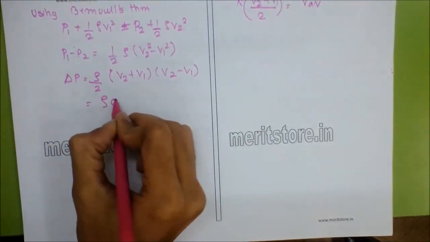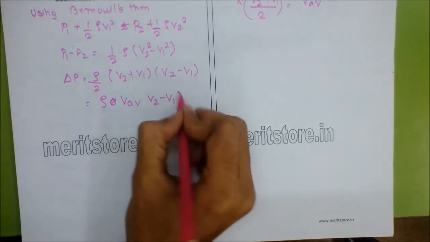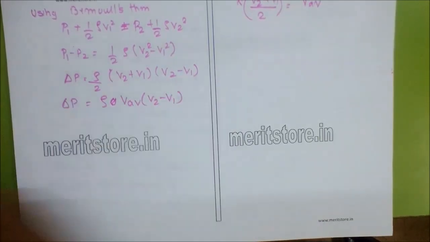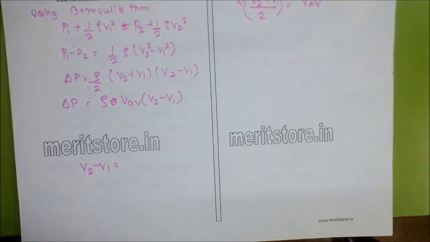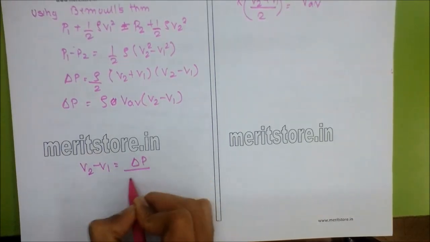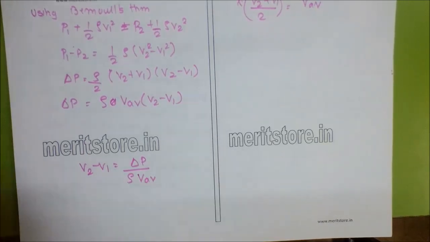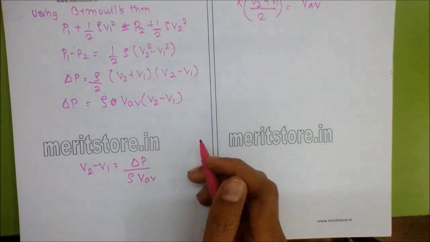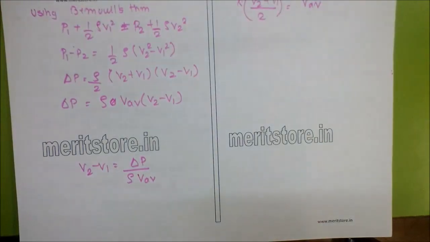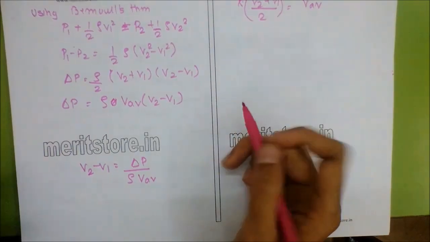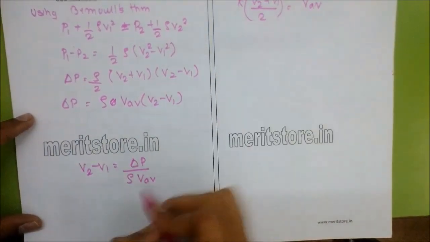So we have rho, velocity average into v2 minus v1 equals delta p. So we can change the equation to v2 minus v1 is equal to delta p upon rho times velocity average. Okay, so that will give you the theorem. So we got the equation v2 minus v1 equals delta p upon rho times velocity average.